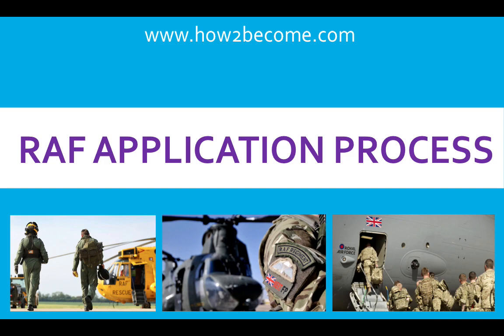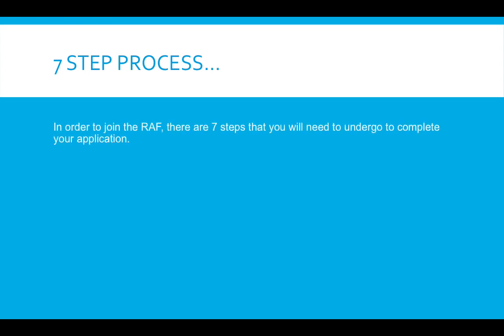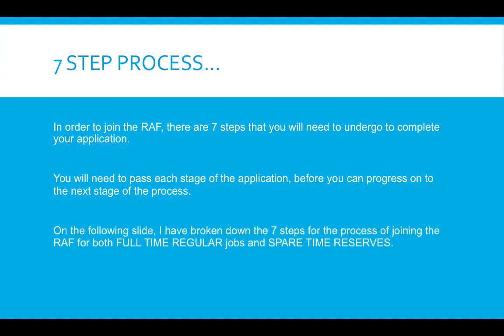Now generally there are 7 steps if you wish to complete the RAF application process. So you will need to pass each of these stages of the application before you can move on and progress to the next stage. So on the following slide I've broken down these 7 steps for the process of joining the RAF for both full-time regular jobs and the spare time reserve jobs.